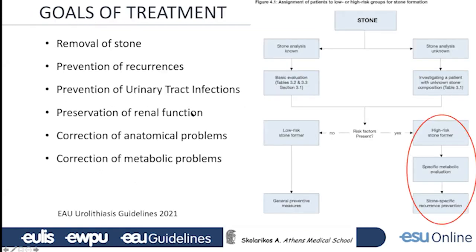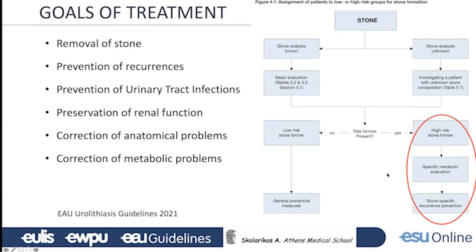The goals of the treatment, of course, are the complete removal of the stone, but also the prevention of recurrences, the prevention of urinary tract infections, the preservation of renal function, the correction of anatomical problems, and the correction of metabolic problems.